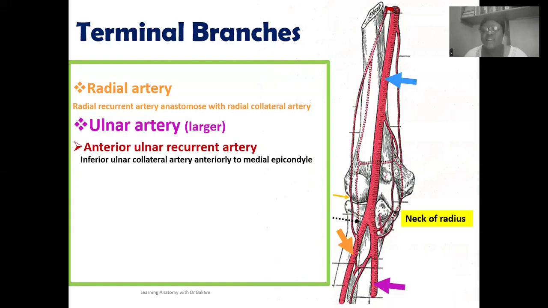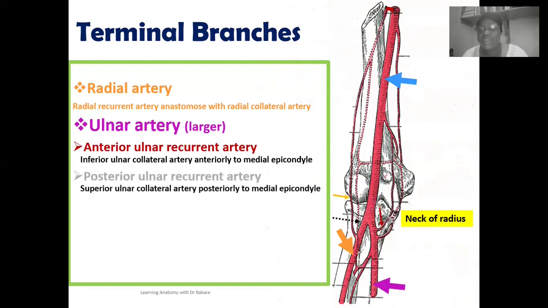We have the anterior ulnar recurrent artery. This is the anterior ulnar recurrent artery, while behind it we have the posterior ulnar recurrent artery. And this is what is arrowed there in ash. We also have the common interosseous artery, and this is what is arrowed there in green. So for the anterior ulnar recurrent artery, you see that it will be creating anastomosis with the inferior ulnar collateral artery. And this will be seen in the anterior part of the medial epicondyle. We already highlighted this in detail in our previous slide where we described the inferior ulnar collateral artery.